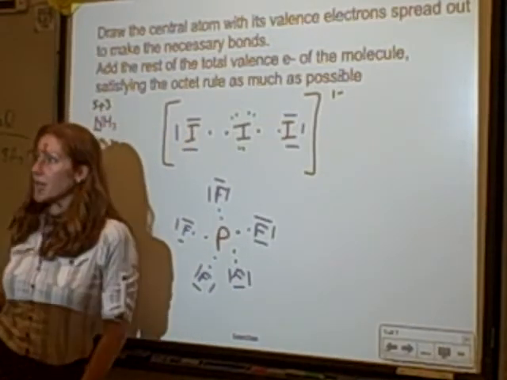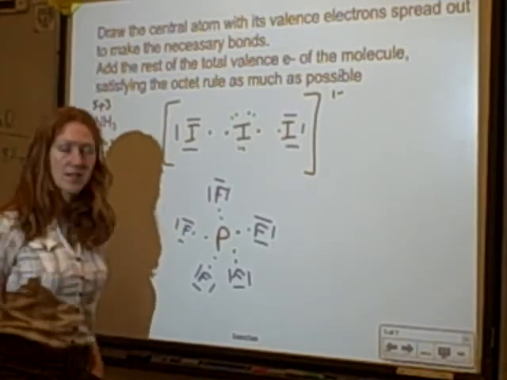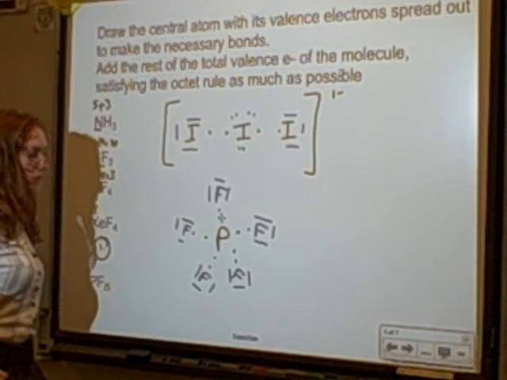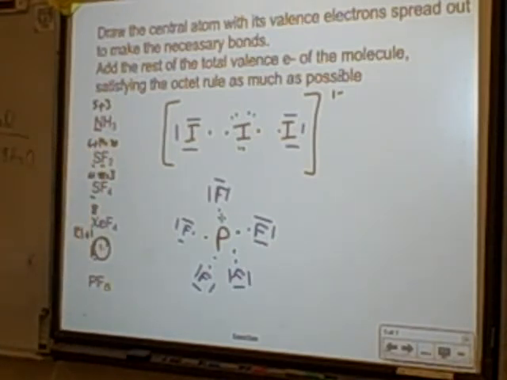That's good because they don't have access to the d orbitals. They're on the second shell. Phosphorus is breaking the octet rule, and that's okay. It's on the third shell. It has access to those 3 d orbitals. These get better with practice. Just make sure that you counted your valence electrons and they add up.